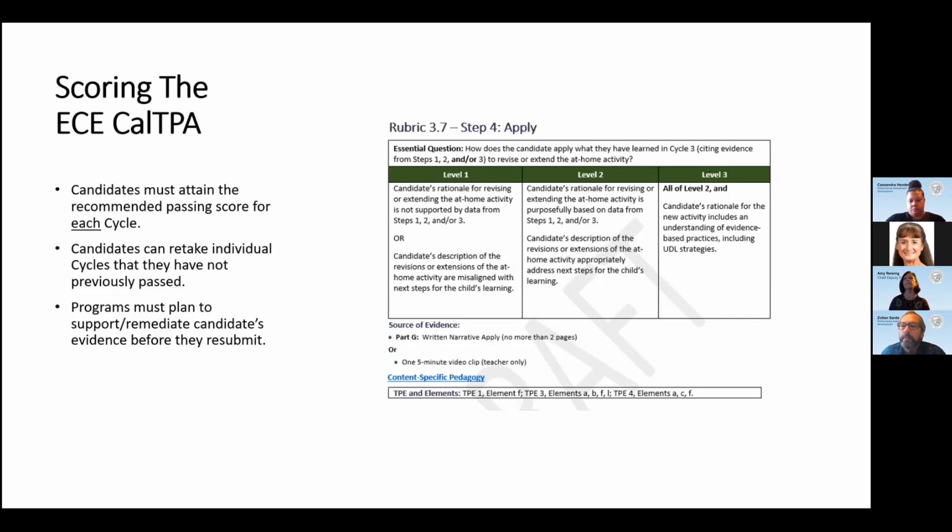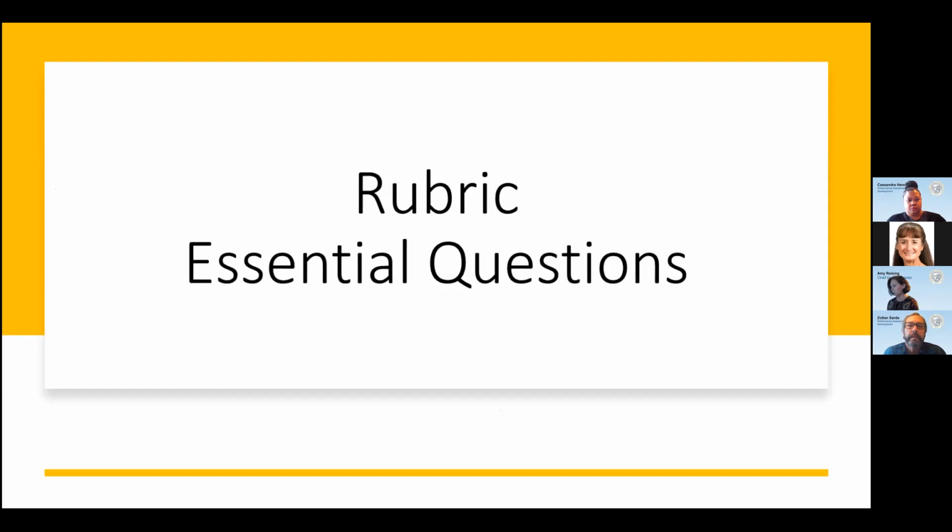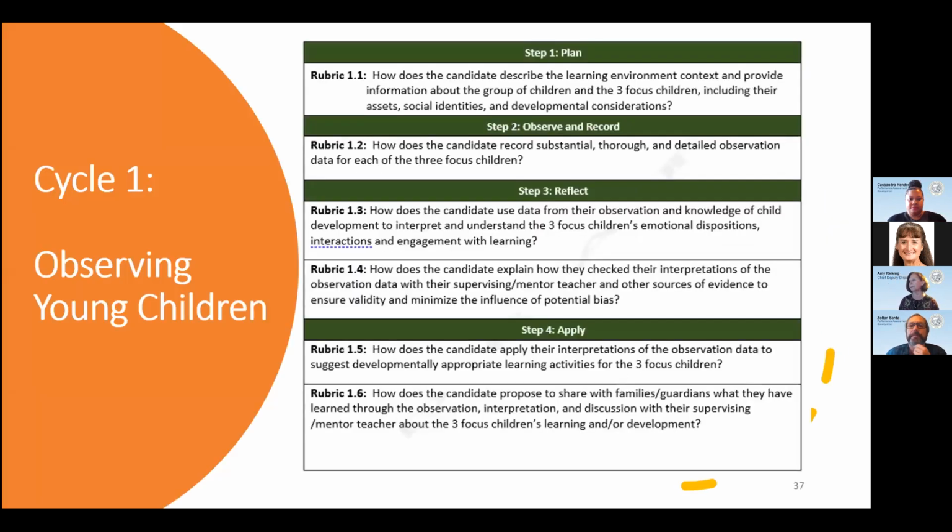Part of the responsibility of the programs is, if a candidate has not passed their CalTPA, we work with programs to support them in remediating that submission so that they can then achieve a passing score. So now we're going to step into looking at what the exact essential questions are for each of the rubrics for each of the cycles. I'll turn this over to Cassandra.